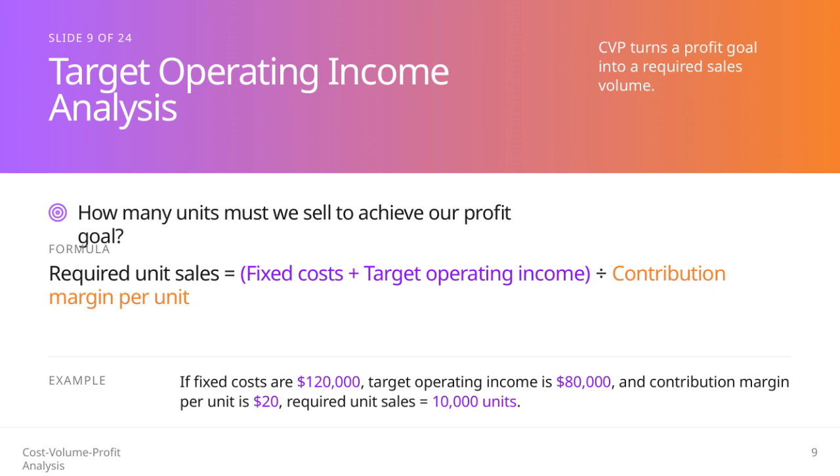For example, if our fixed costs are $120,000, our target operating income is $80,000, and each unit contributes $20, then we need to sell 10,000 units. This calculation is crucial because it guides our sales targets and helps us plan effectively to meet financial objectives.